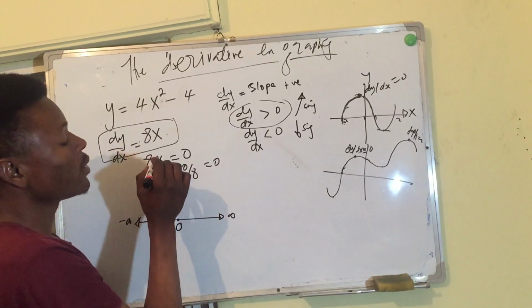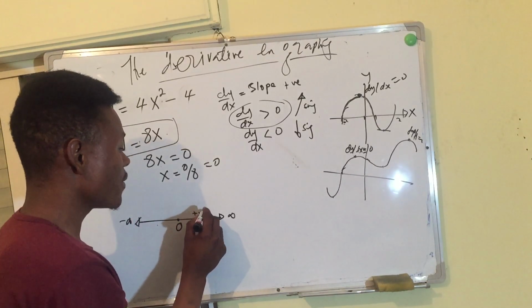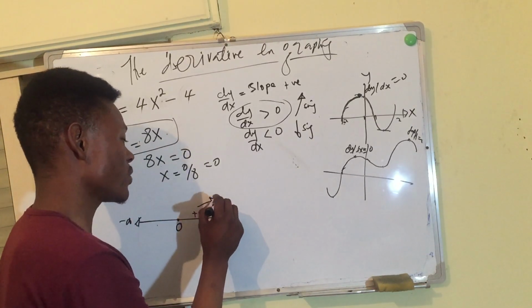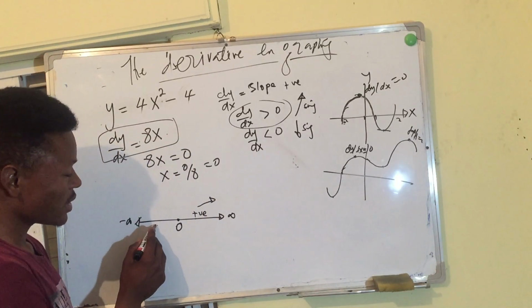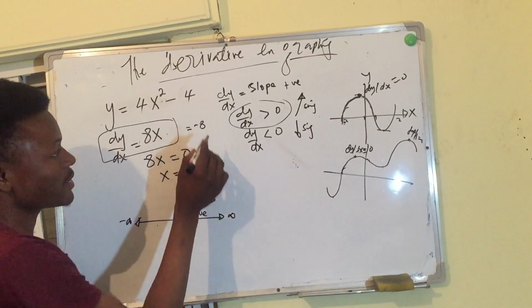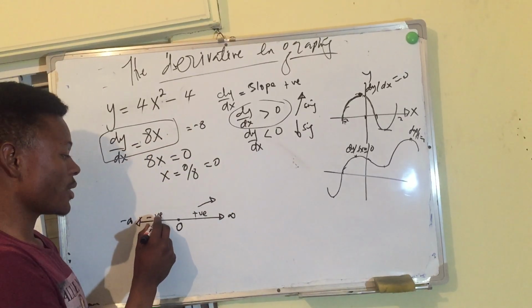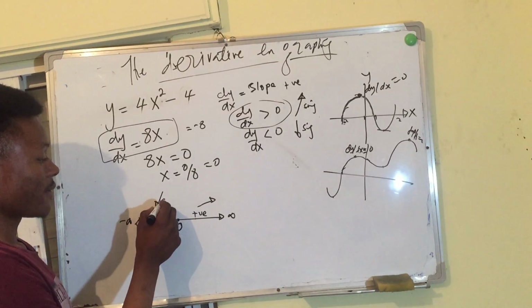8 times 1, 8. Positive. Cool? So here is positive. This means our graph is increasing this way. Let us try any number that is less than 0. Let us say negative 1. 8 times negative 1, negative 8. Our graph is negative in this interval. So therefore, this is decreasing.